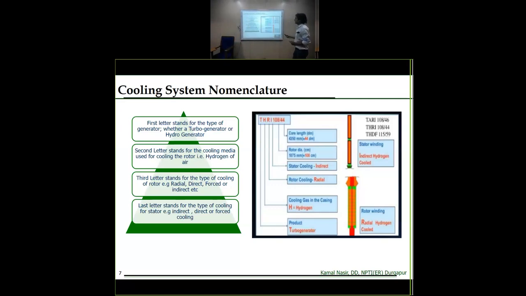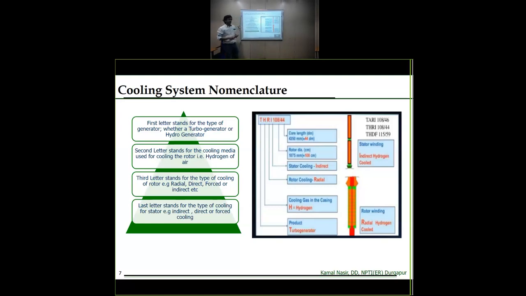The fourth alphabet is I. This means stator is indirectly cooled. So we have I, indirectly cooled stator. By indirectly cooled, we mean that there is no direct contact between the winding and the coolant. So suppose this stator is water cooled, what will we have? We will have water in the tube.